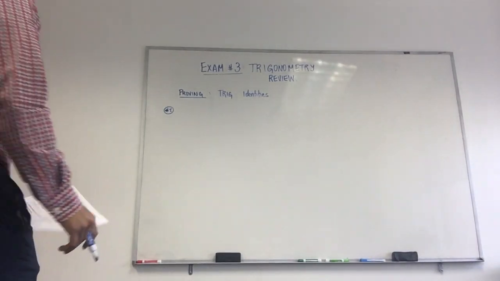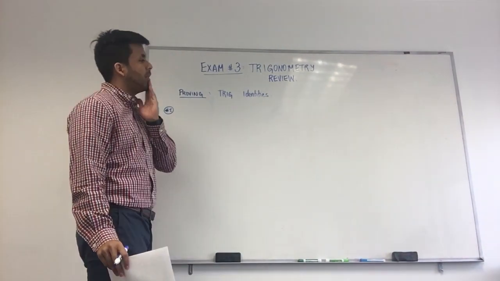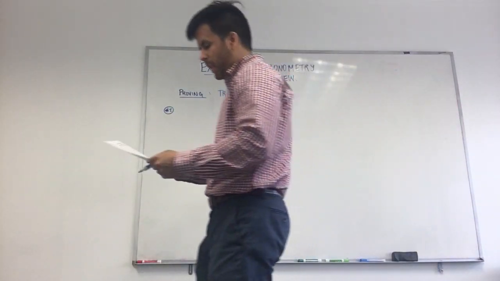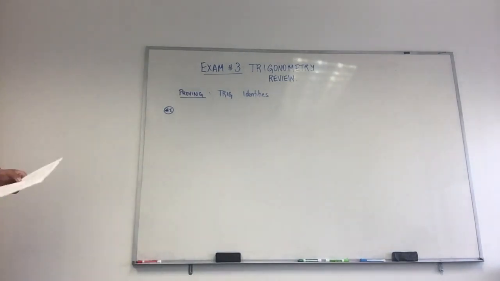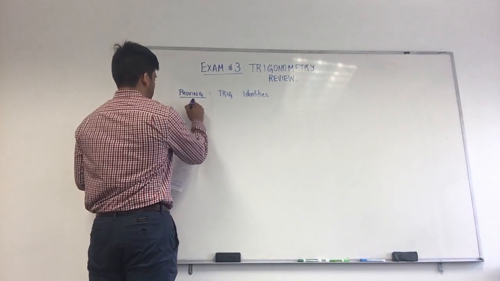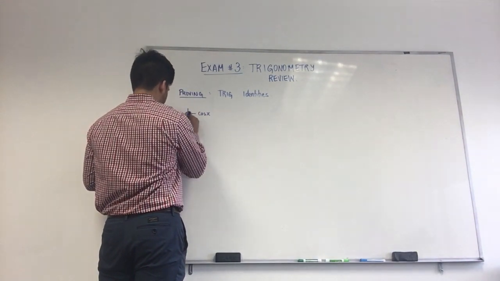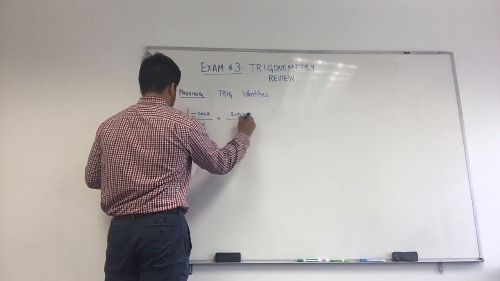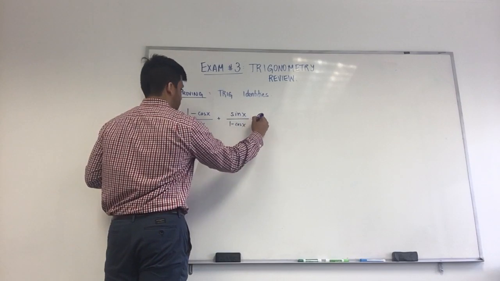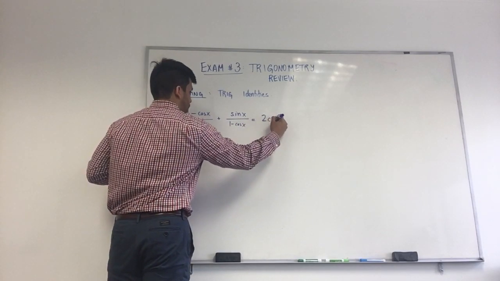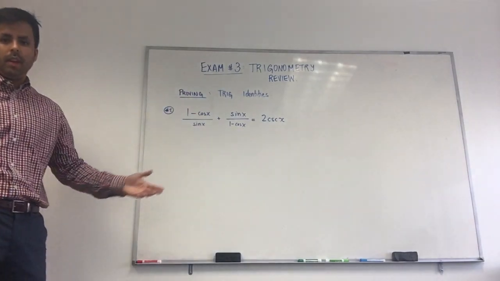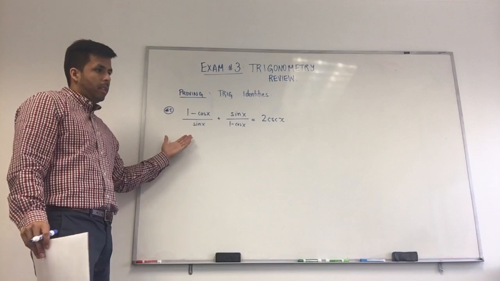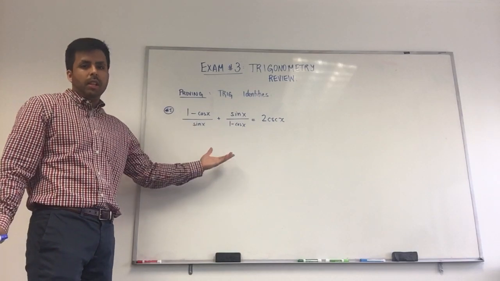Alright guys, so here we're going to be talking about proving trigonometric identities for our exam. And we're going to be looking at number 5 from the review sheet on proving trig identities, which is the following: (1 minus cosine x) over sine x plus sine x over (1 minus cosine x) equals 2 cosecant x. So here we have a trig identity, and we want to prove that this is truly a trig identity.